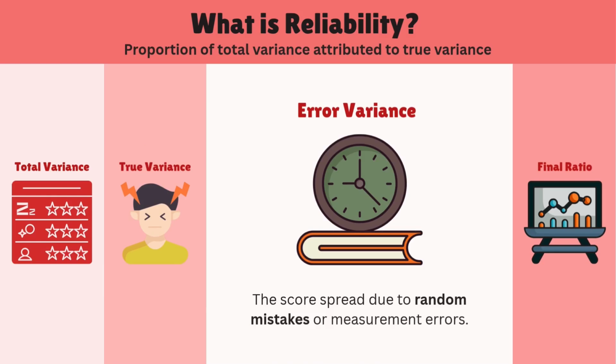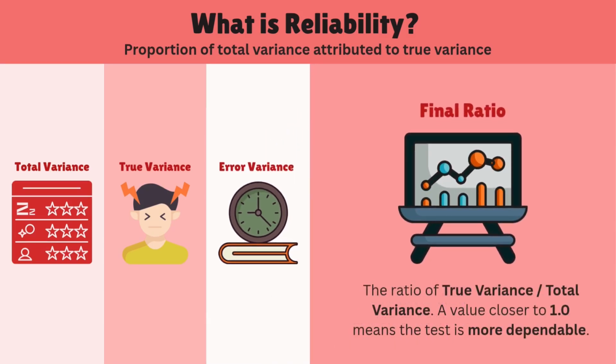And so reliability now is the final ratio, true variance divided by total variance. So if your reliability score out of this proportion were to be 1, it would mean that the test is actually flawless. 100% of the score differences are due to actual true difference in their history knowledge or whatever it was that they were being tested on.